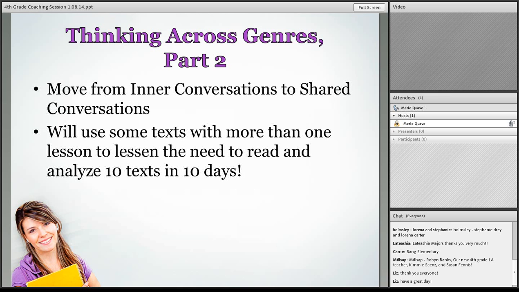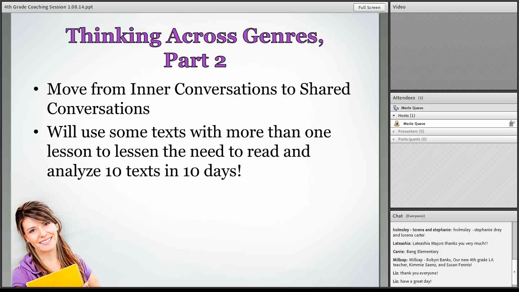And then they still have those inner conversations that they worked so deeply on in part 1, but they go from now, you've been thinking about these texts, we're going to share this and have a discussion and more of a conversation amongst other people, partners or small groups, to even push themselves to think more deeply.